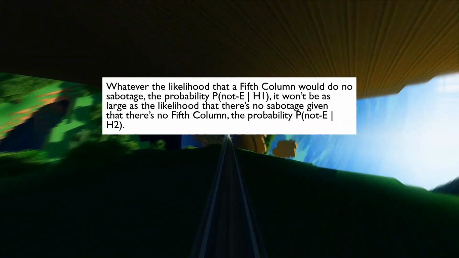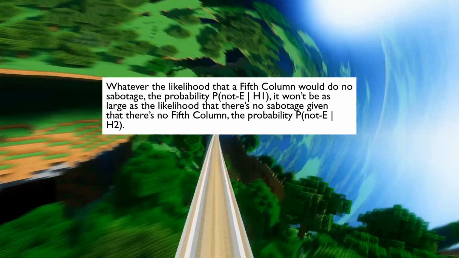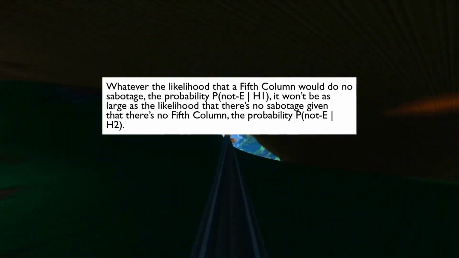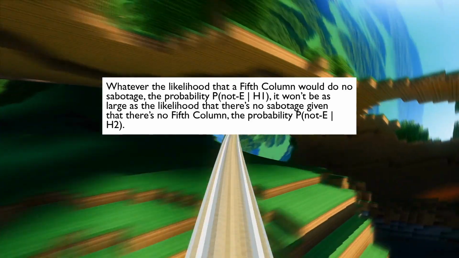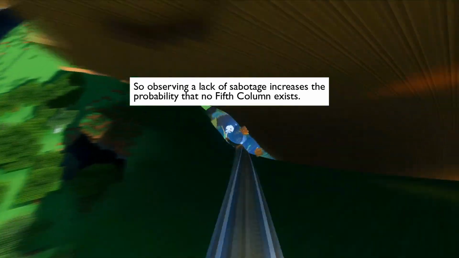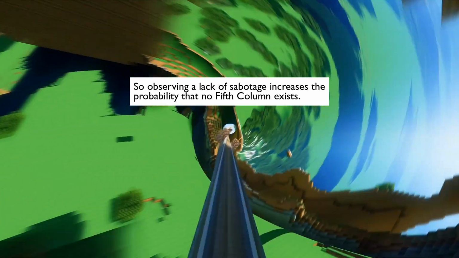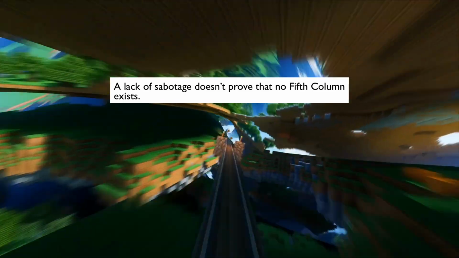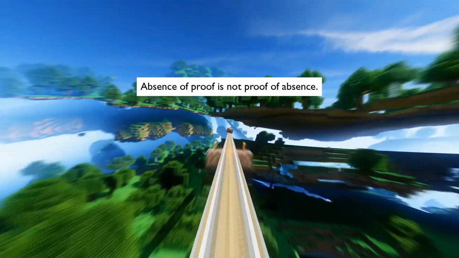Whatever the likelihood that a fifth column would do no sabotage, the probability P(not E|H1), it won't be as large as the likelihood that there's no sabotage given that there's no fifth column, the probability P(not E|H2). So observing a lack of sabotage increases the probability that no fifth column exists. A lack of sabotage doesn't prove that no fifth column exists. Absence of proof is not proof of absence.